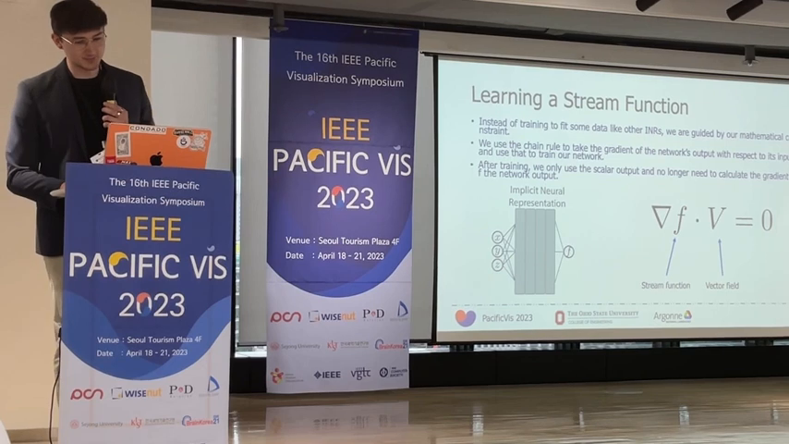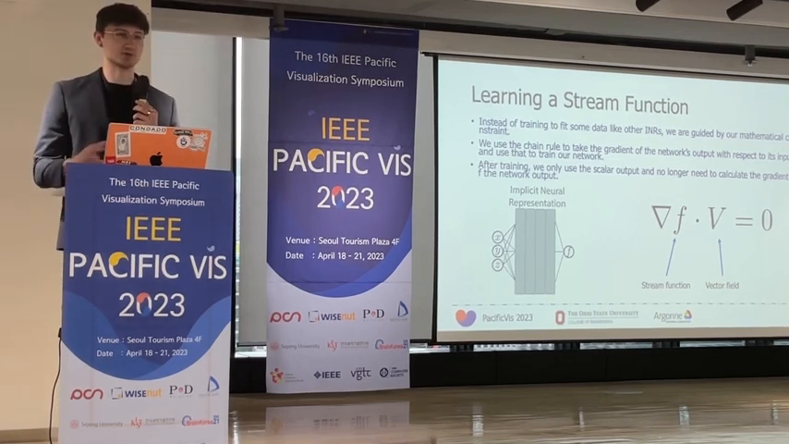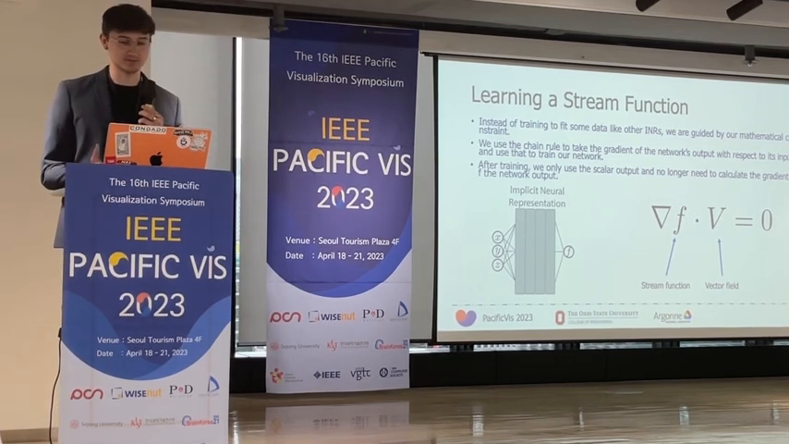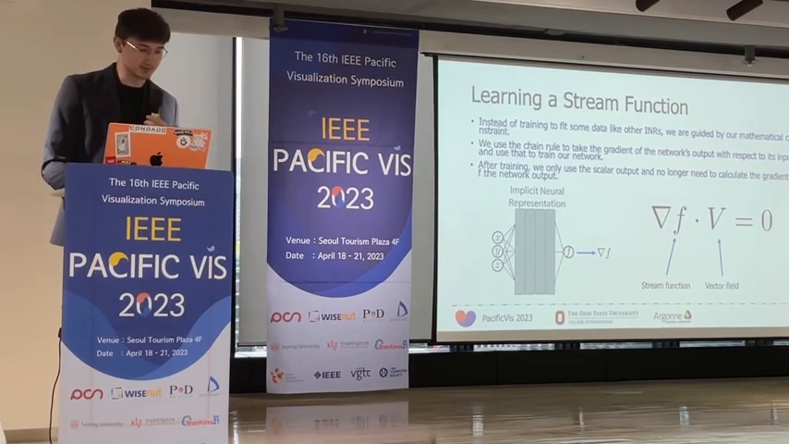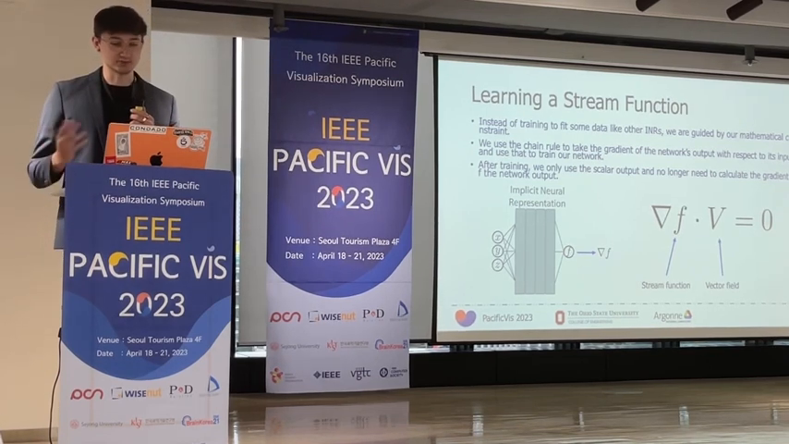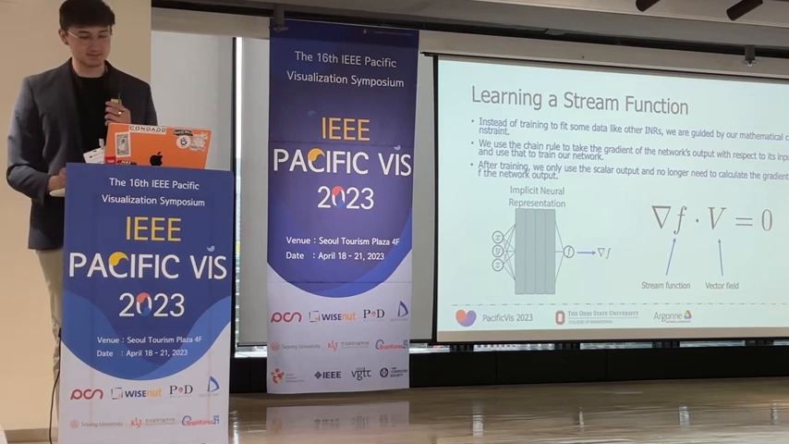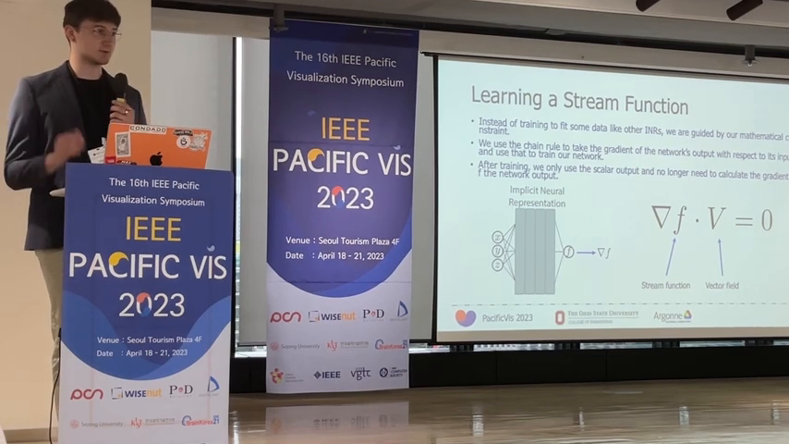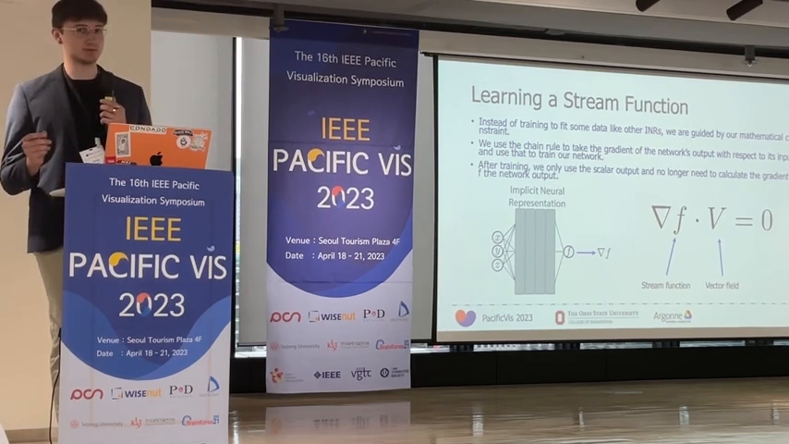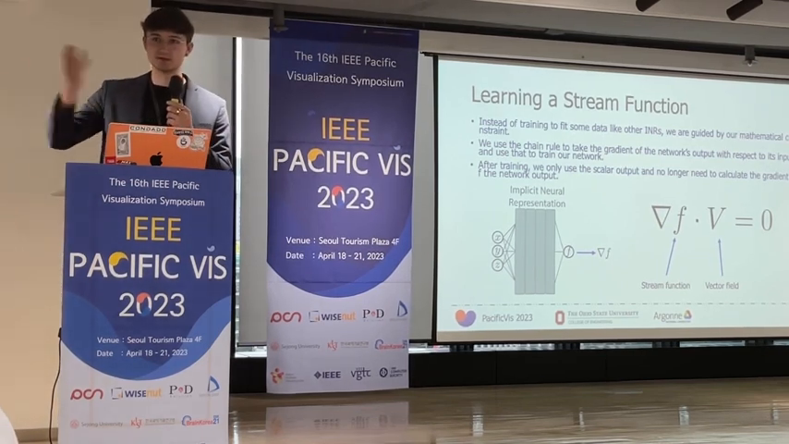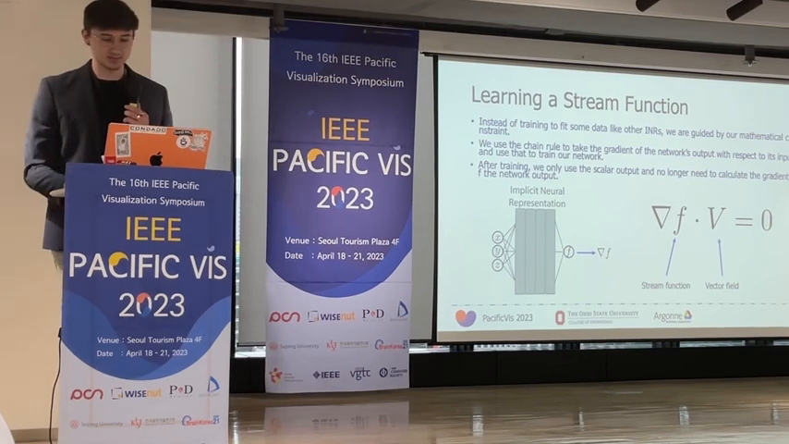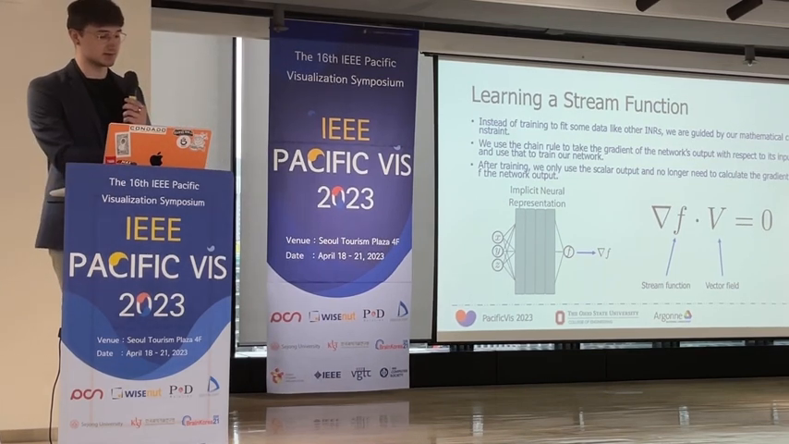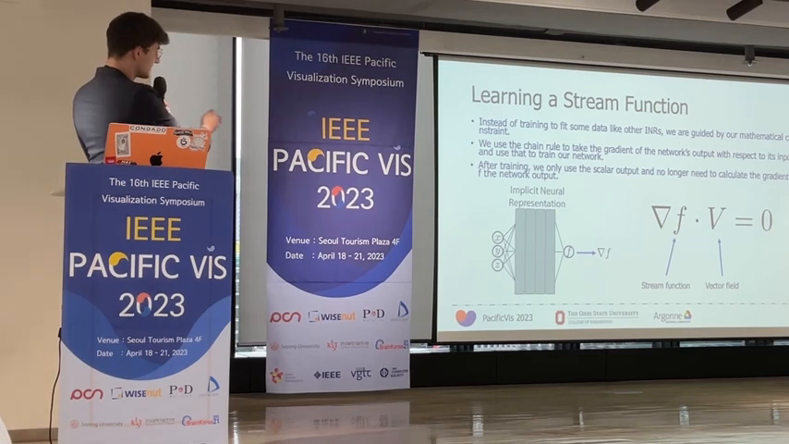So with no ground truth in mind, we have to change how we train our neural network to learn a stream function. Instead of using just the scalar output of the neural network during training, actually what we do is take the gradient of the neural network implicitly using the chain rule. The chain rule allows us to take partial derivatives from within the network. This is the same technique that your PyTorch or TensorFlow is already using to compute the gradient of your loss function with respect to the network parameters. But we can also do that to calculate the gradient of the network's output with respect to the input XYZ coordinate.